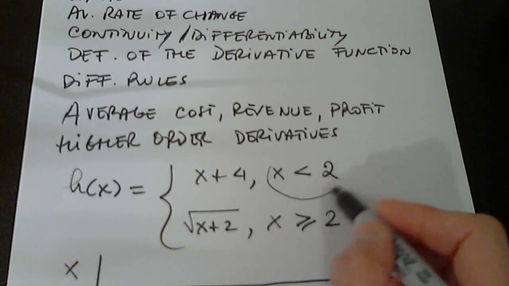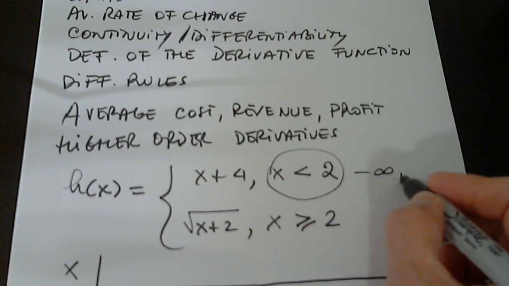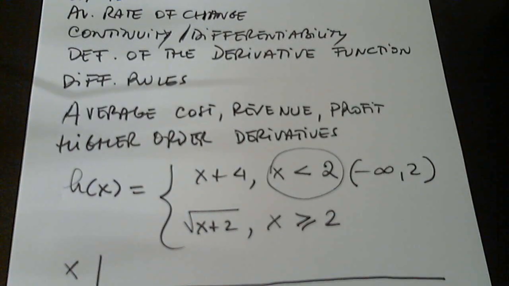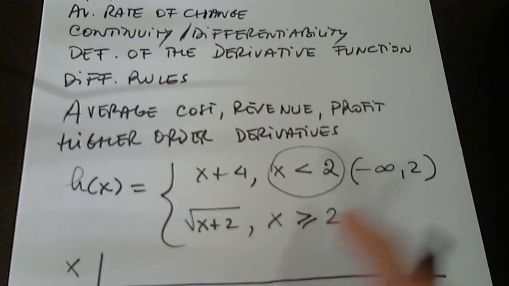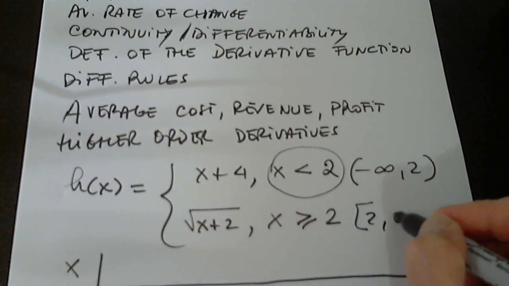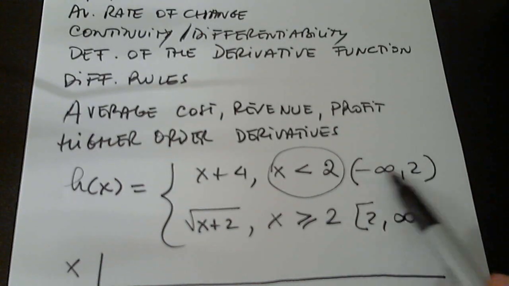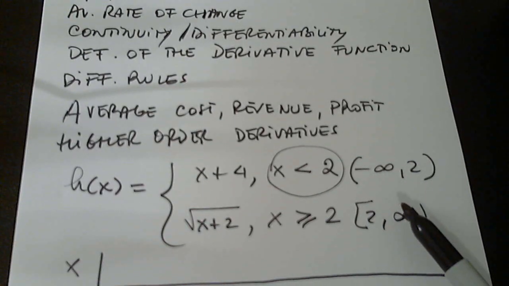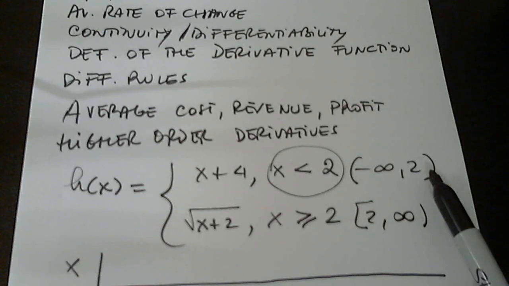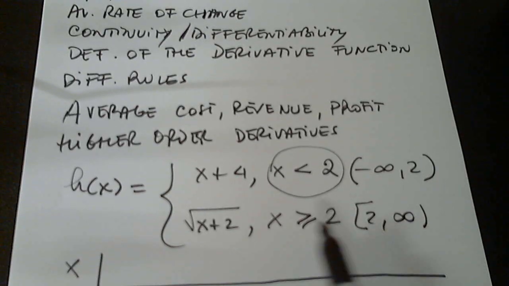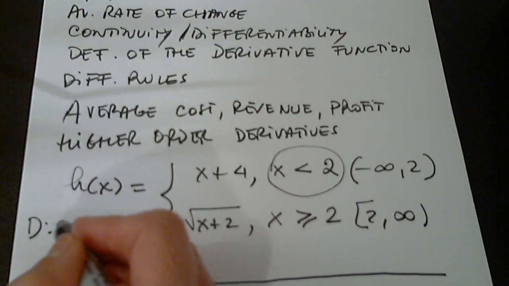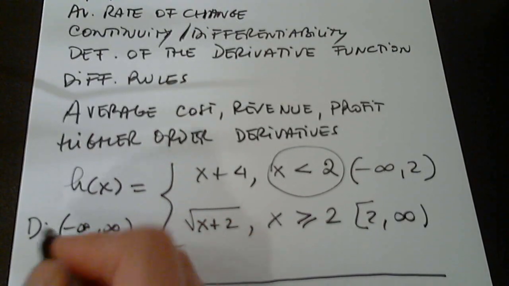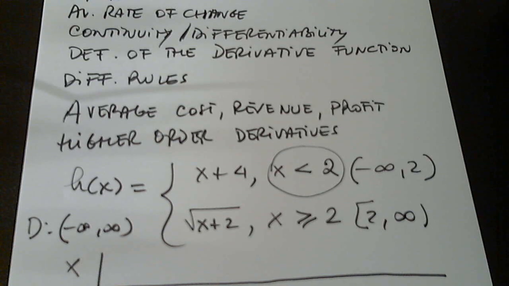So this inequality changes into this. Is that okay? Yes. Okay. This changes into bracket 2 to infinity. So when I look at these two intervals, I say everything to the left of 2, 2, and everything to the right of 2. So obviously the domain of this function is indeed everything. Is that okay?